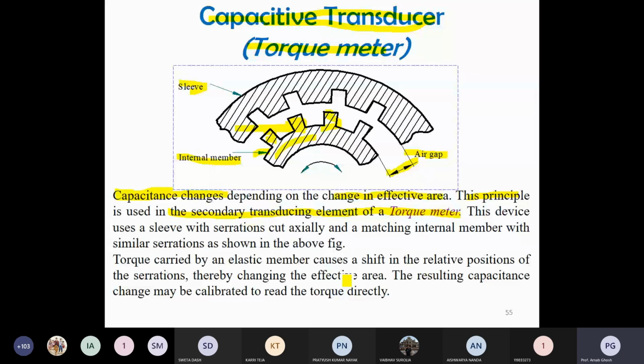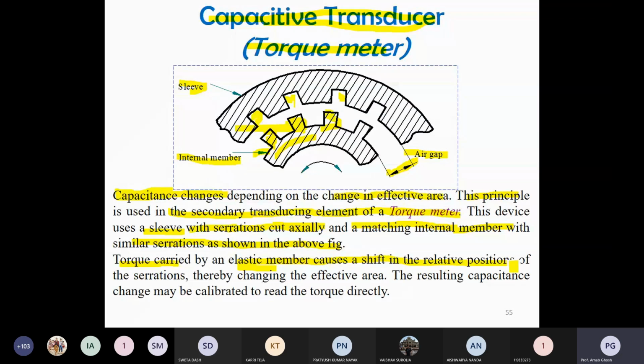Okay, so this device uses a sleeve with the serrations cut axially, and needs a matching internal member with similar serrations, as shown in the figure. So that cutting portion is there, and it is almost similar to your internal member. The torque carried by the elastic member causes a shift of the relative positions.